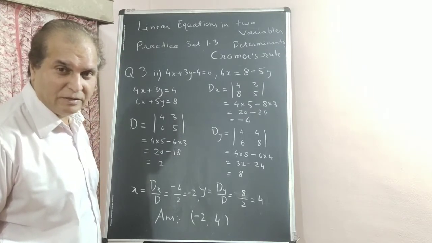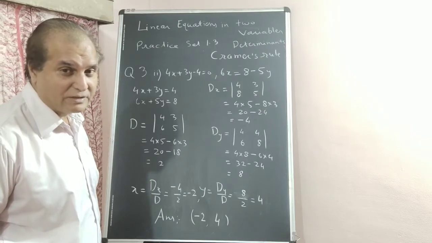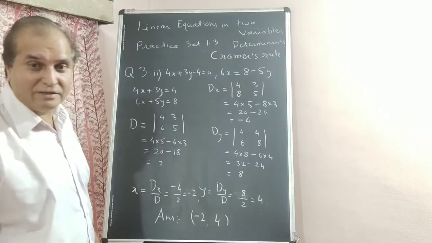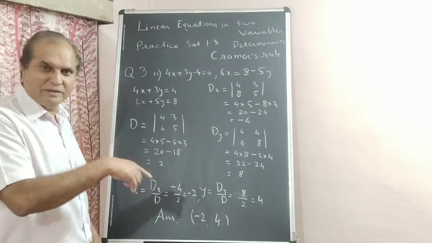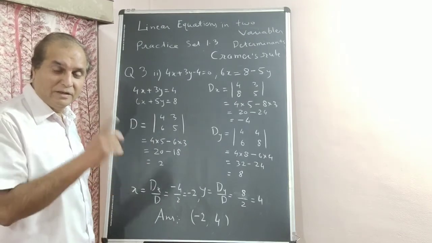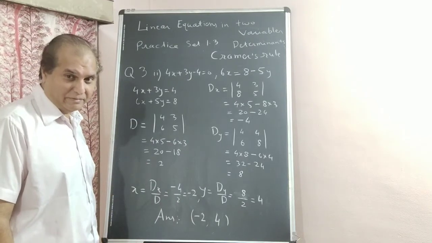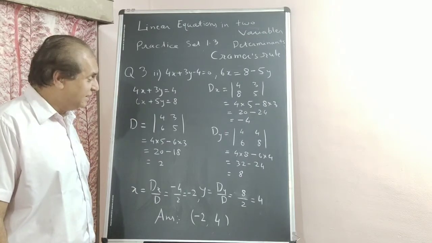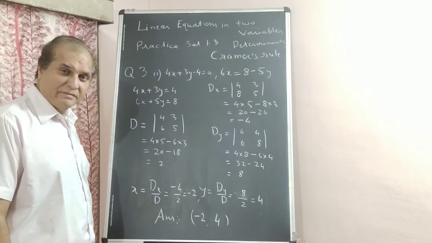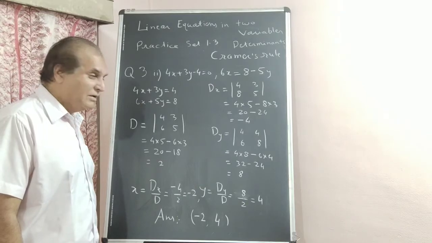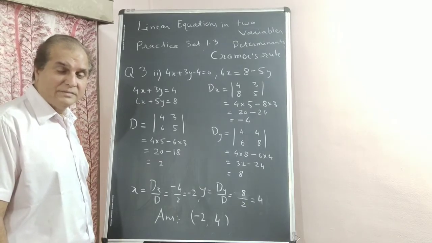Understanding Cramer's rule? The same homework sums, you try with this one. The answer must come the same. You do this method, that method, substitution method, the answer must come the same. We'll go ahead with the next sum.